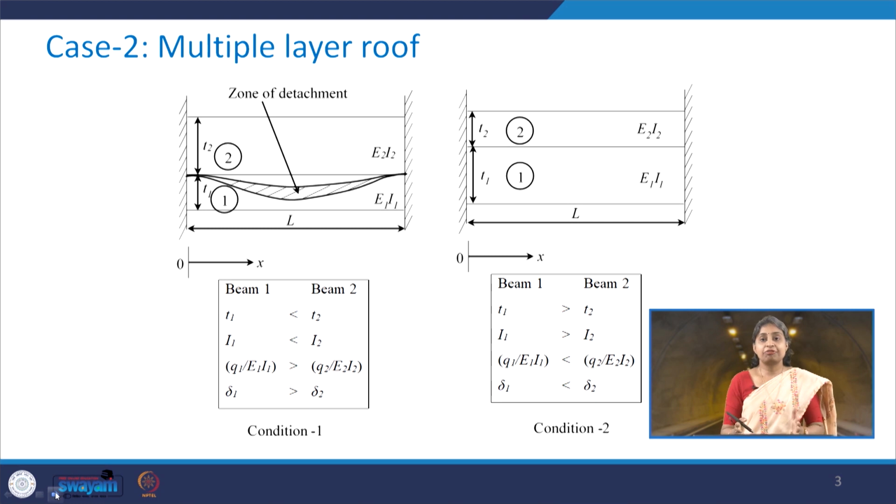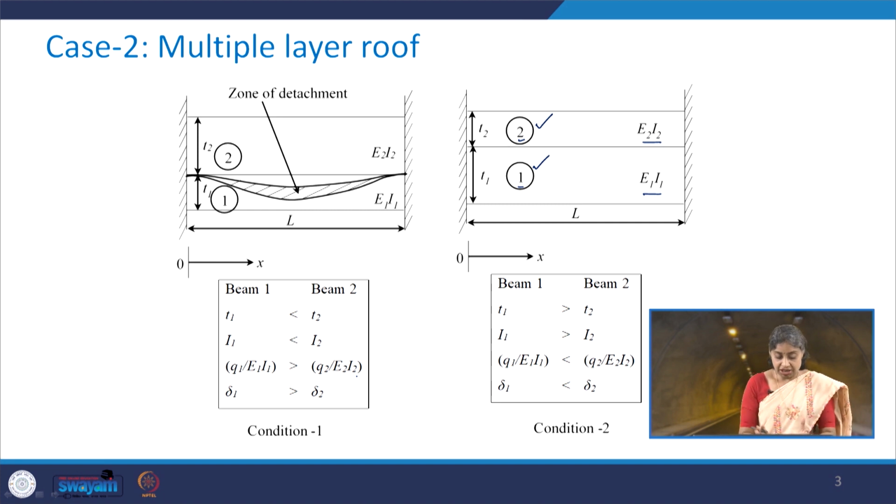Now, here is a figure with the help of which I will try to explain that there can be the occurrence of two conditions in case of two beams. Please remember that I will always mark the lower beam as the first beam, represented by the number 1, and the upper beam as beam number 2. Corresponding to beams 1 and 2 you will have the thickness as T1 and T2 respectively and flexural rigidity as E1 I1 and E2 I2 respectively. This will be true for both the conditions.